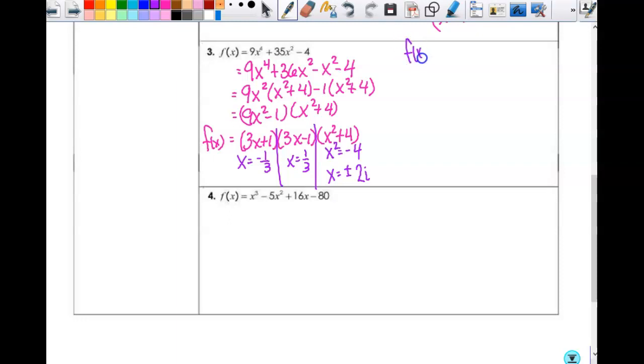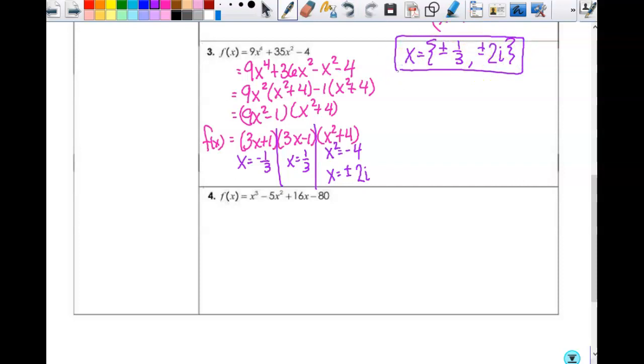So f of x is equal to, I'm sorry, I need my zeros first. Back up. I got ahead of myself there. X is equal to, we get plus or minus 1/3 and plus or minus 2i. Oh my gosh, it's not a parenthesis. Okay, so there are my zeros.